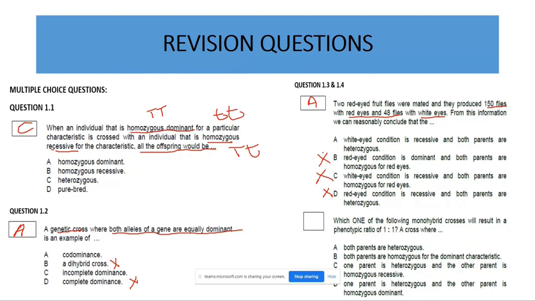Which one of the following monohybrid crosses will result in a phenotypic ratio of 1:1? And this one I'm going to leave to you to complete because we have exactly 10 minutes left and I want to give you a little test. You need to give it to your teacher on Thursday when you come back. You've got tomorrow, Freedom Day, to think about the fourth one, the answer, and you will give it to your teacher.